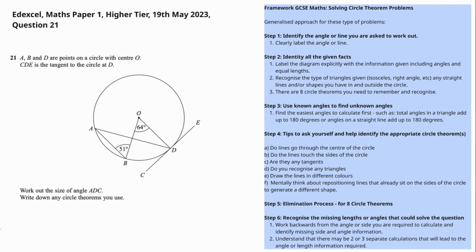In this particular question, we're asked to work out the size of the angle ADC. And at first glance, we could assume that a possible clue is that the angle sits on a straight line CDE, but the question gives us very little information. Before working out the problem, I'll use the next few minutes to explain the 8 circle theorems and the terminology.